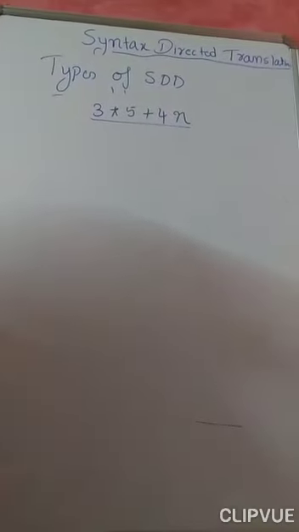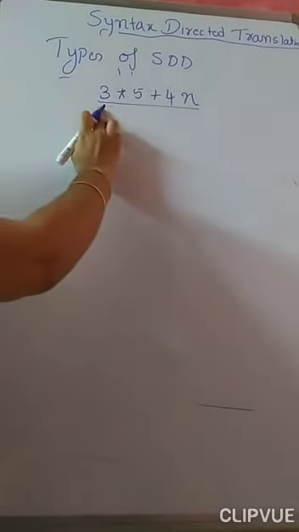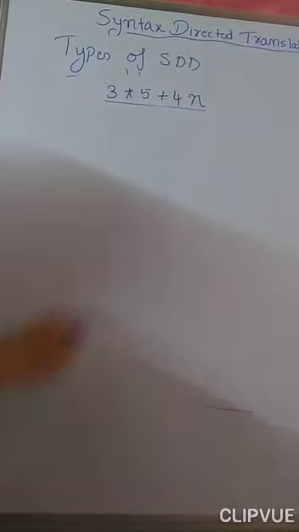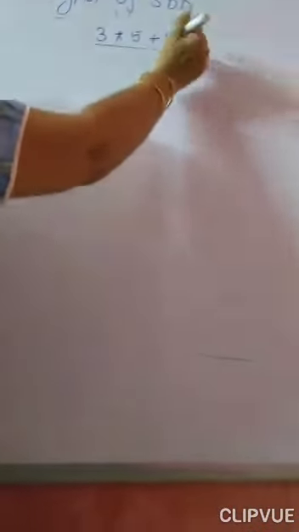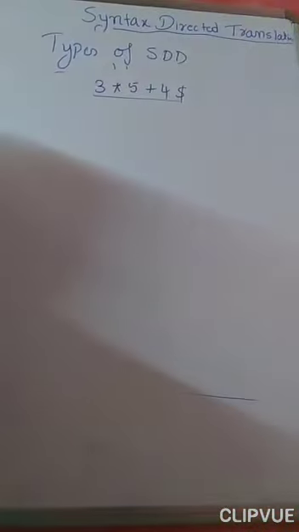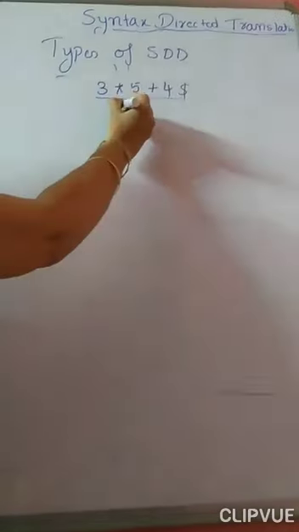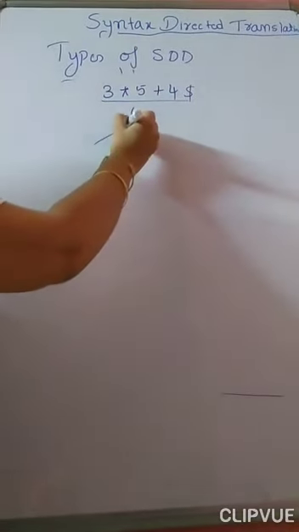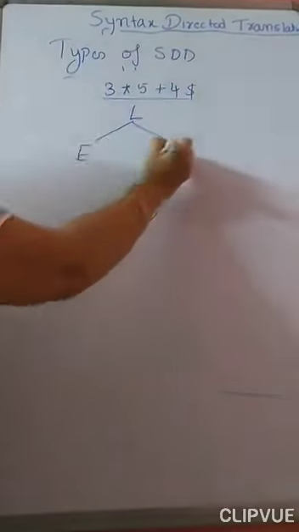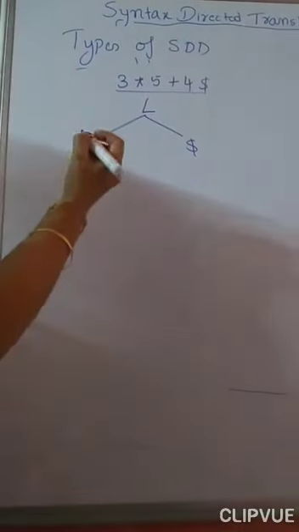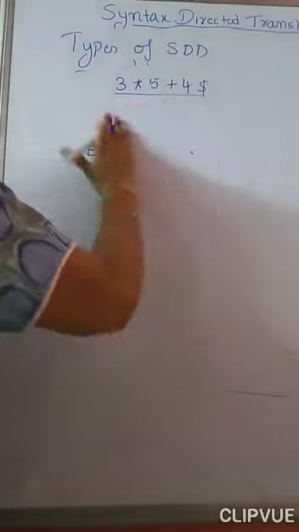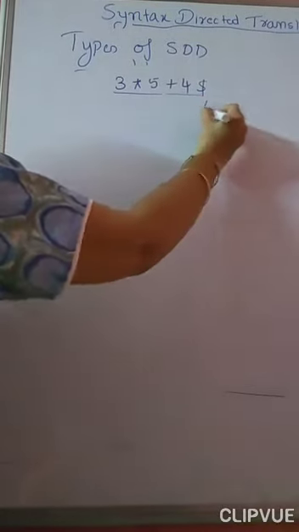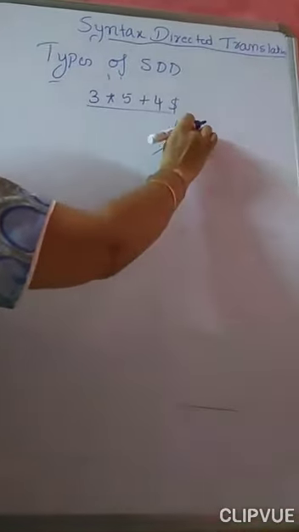Now you will construct the annotated parse tree for the expression 3 star 5 plus 4 ended with a dollar. So we will start with L determine E dollar. Start like this, otherwise it takes too much space towards the left.